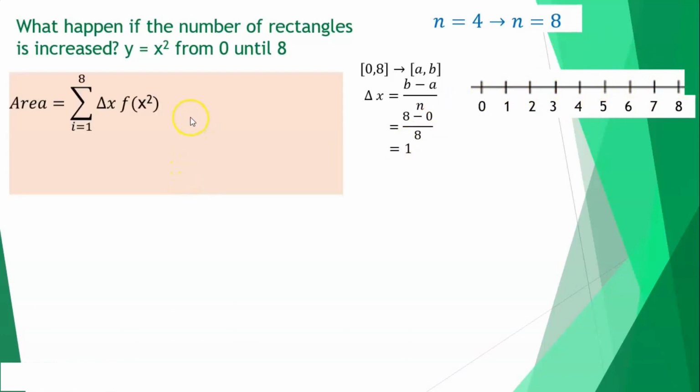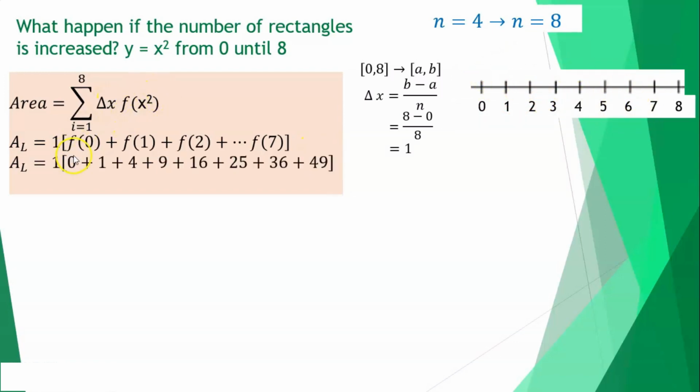So making use of the left endpoints, that would be the summation of the change of x times f of x squared from 1 until 8. So take note of this, our width is 1. So we'll start from the left endpoint. So that would be 0, 1, 2, 3, 4, 5, 6 until 7. So square that. So 0 squared is 0, 1 squared is 1, until 7 squared is 49. So adding all of this, the area making use of left endpoints is 140.